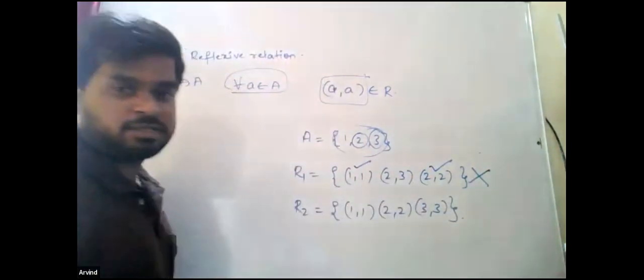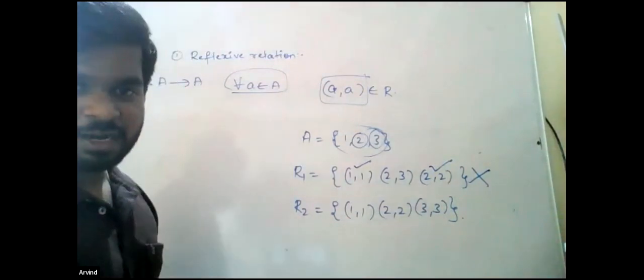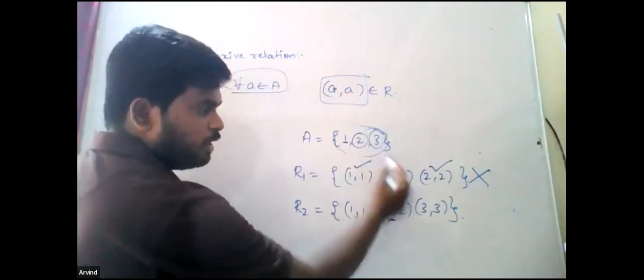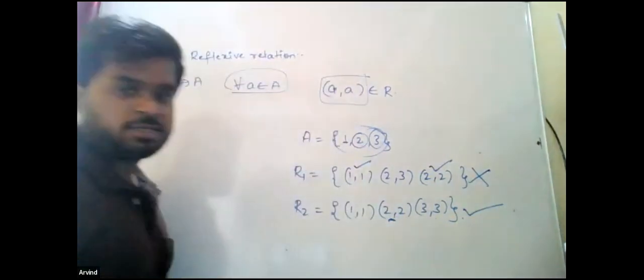Therefore this is not a reflexive relation, but this is a reflexive relation. Why? Observe, (1,1) is there, (2,2) is there, (3,3) is there. Therefore this is a reflexive relation.